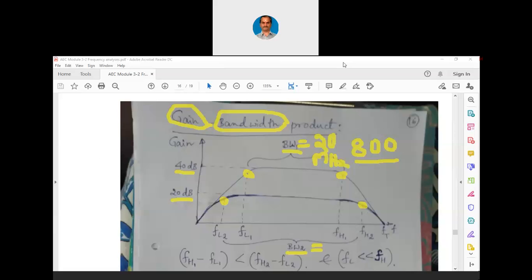1600. Is it so? Rutesh has given the answer 1600. No. See, gain bandwidth product is 800. That is fixed. Now in the numerator you have gain and bandwidth. Here you have gain. So it is 800 by 20. So that is 40 megahertz. It is now 40 megahertz.